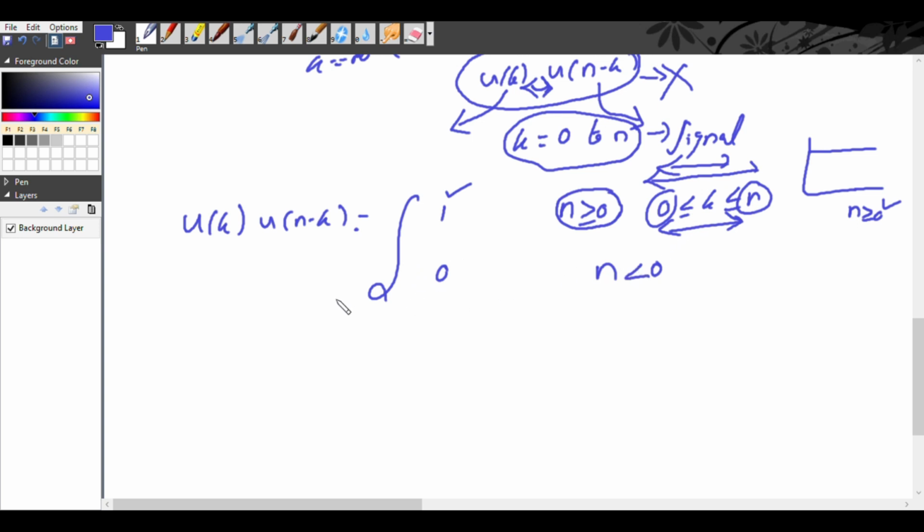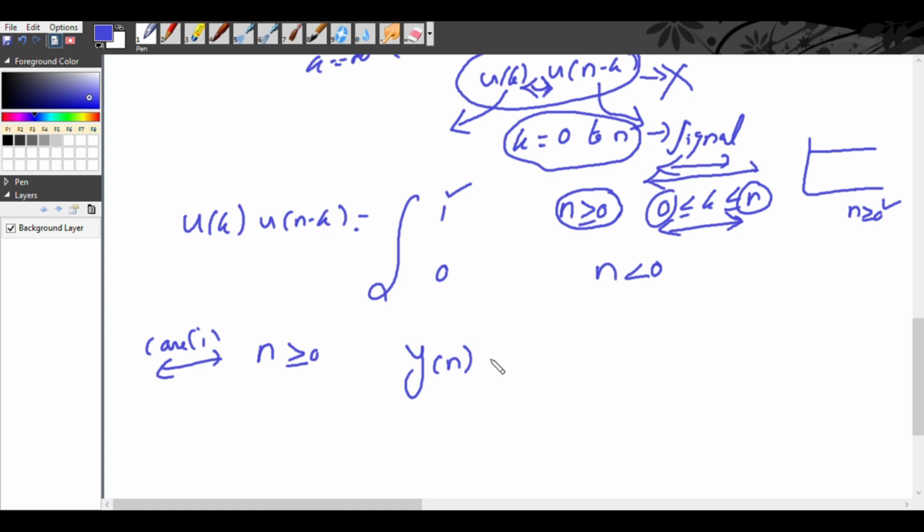Okay, so what is the next step? Let's try to evaluate case by case. For case 1, let us term this as n greater than or equal to 0. Very sure we will have an overlap between the two signals, that is h of n as well as x of n. So how can we write that?